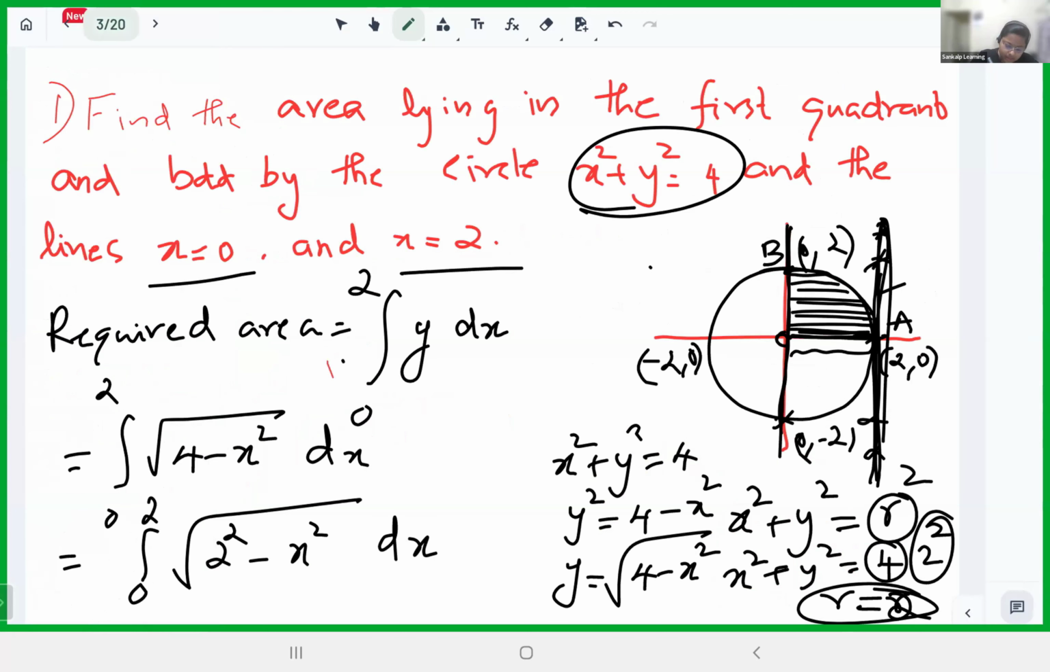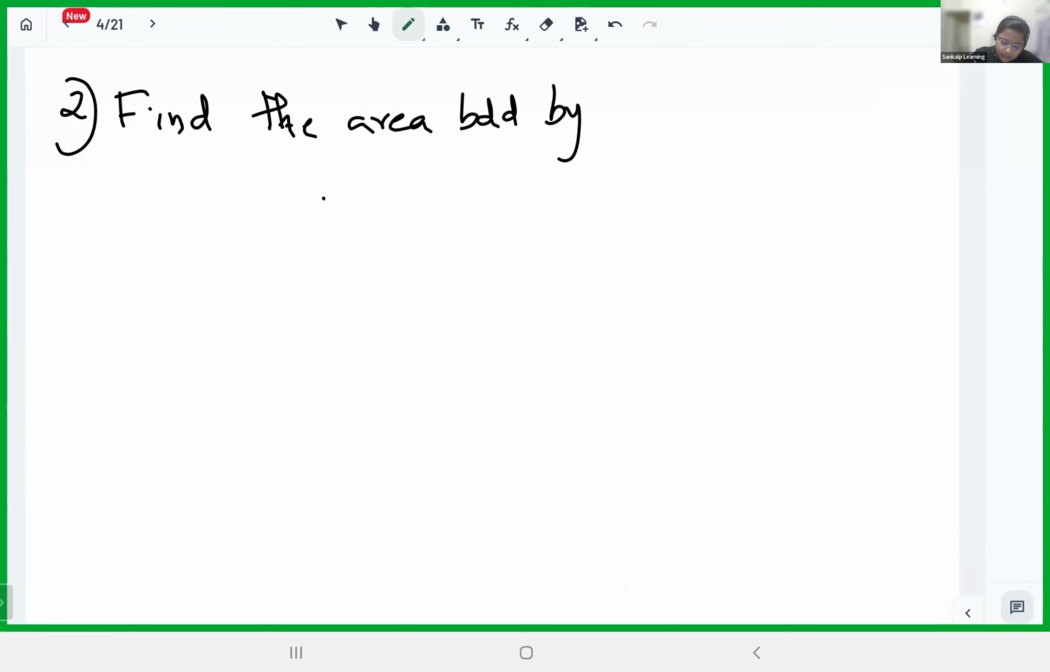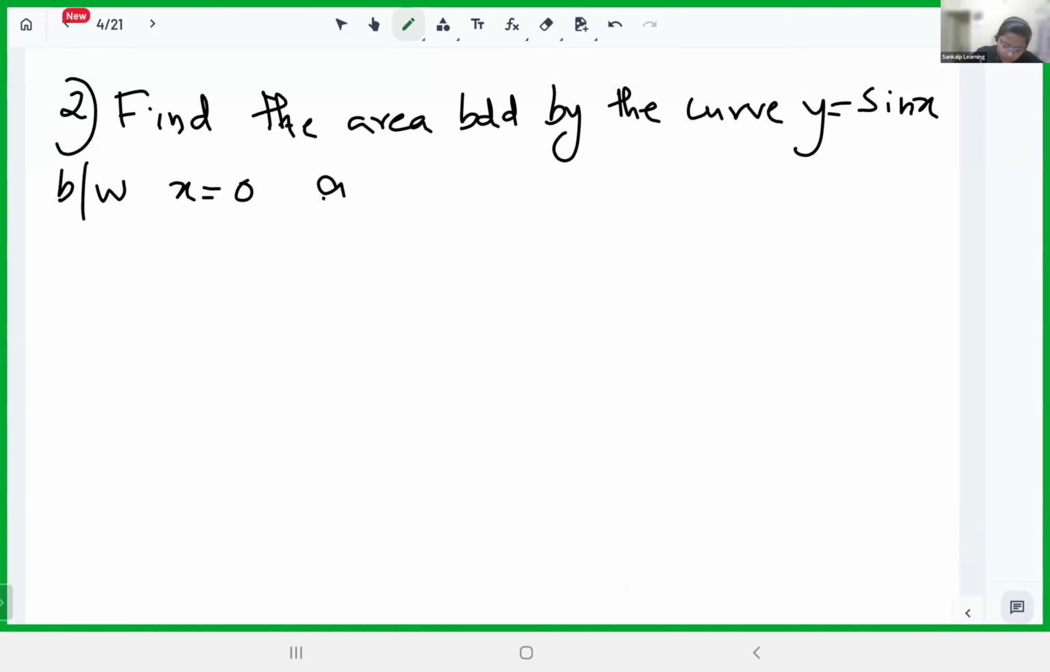Now, moving on to our next question. Find the area bounded by the curve y equal to sin x between x equal to 0 and x equal to pi. Here also we need the graph of the function.